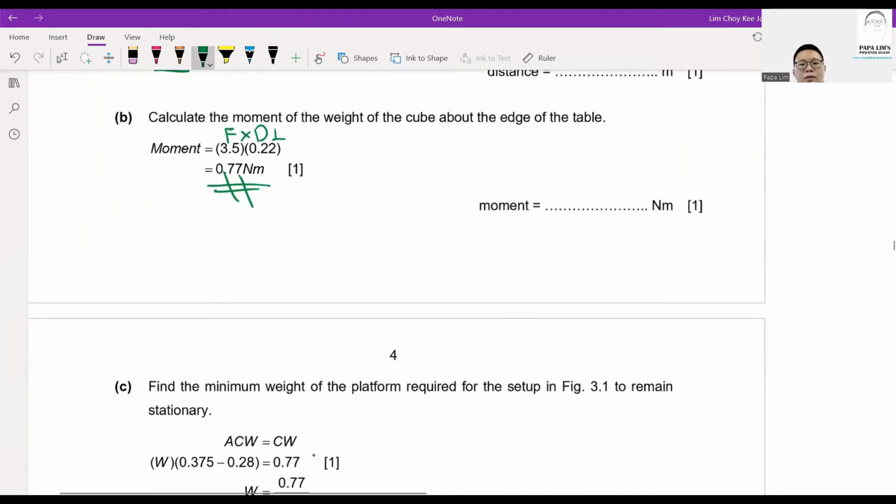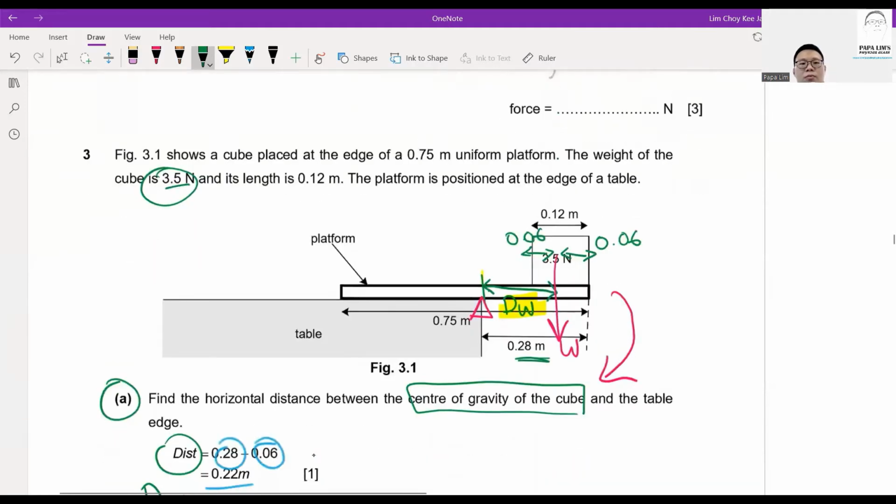Now, same thing. What is the minimum weight of the platform required to balance the setup? Same thing, the weight of the platform. Based on the question, the weight of the ruler, the platform, there's a weight at the edge of a 0.75 uniform platform, it will mean that the CG is in the center. So if it's 0.75, half of 0.75 will be how much? Half of it will be 0.375. So I can safely say that the weight is actually here. So this is 0.375.